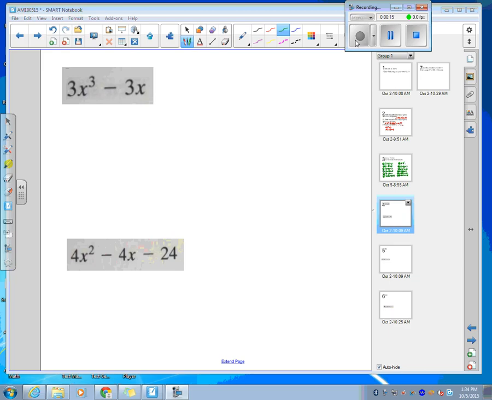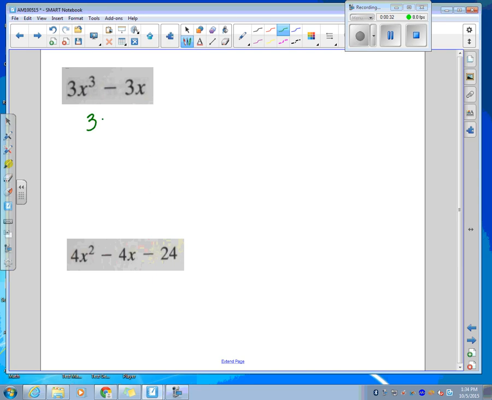So if you take a look at the problems that we have, this is actually our second day of working on factoring completely. But these examples, some of them will have a common factor. So let's take a look at the first example. And this one has a common factor of 3x. So we need to factor out a 3x. So 3x times x squared minus 1.